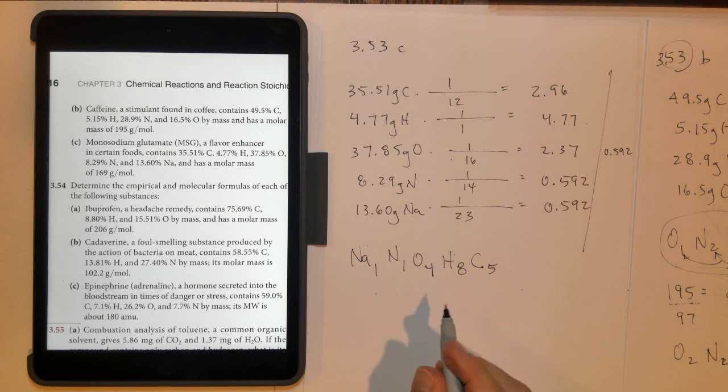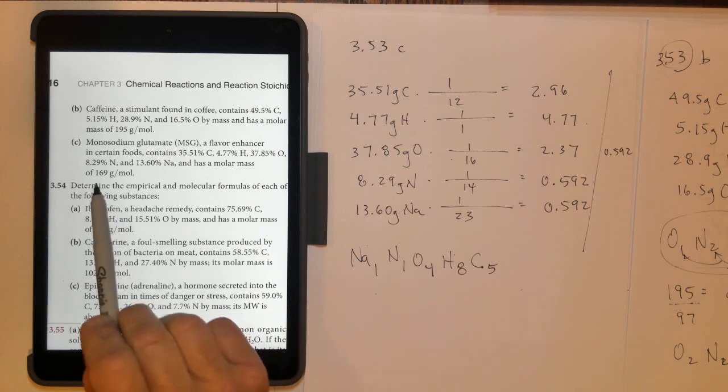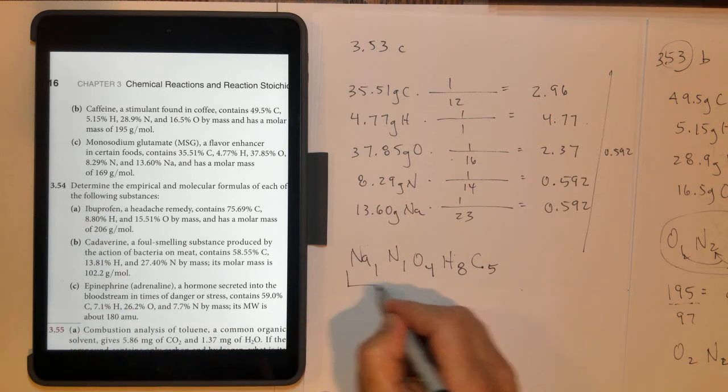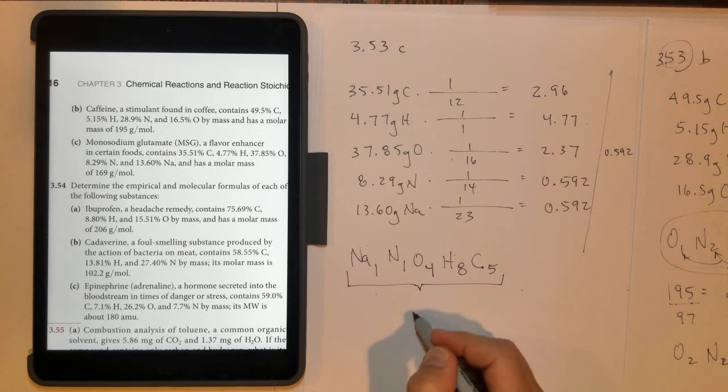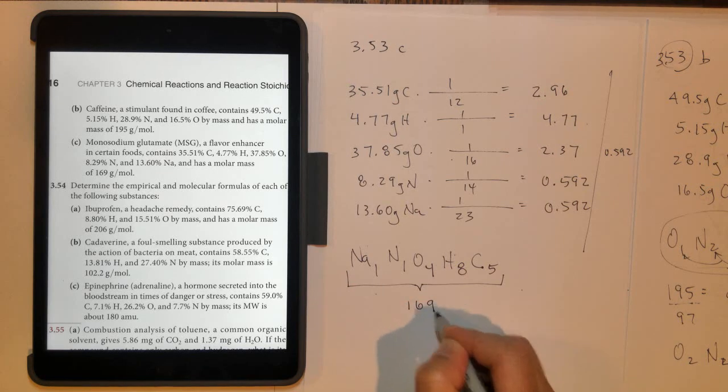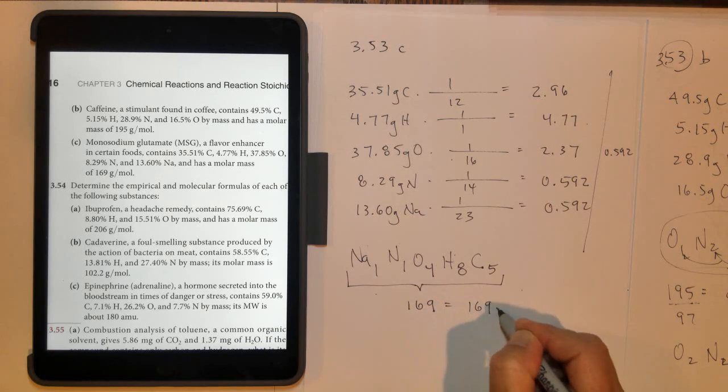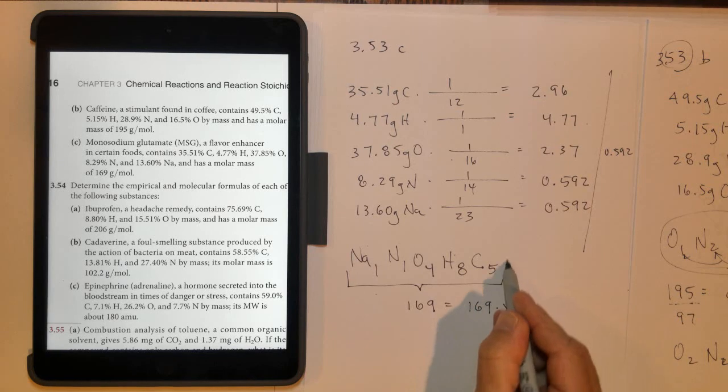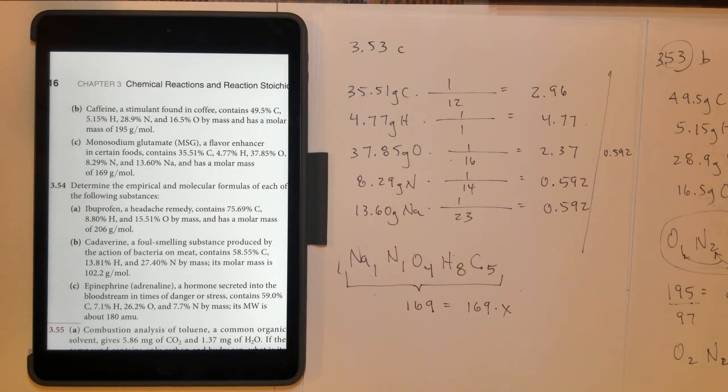Okay, now we have to check if this matches the 169. So you add this guy up on the periodic table. When you add that up, the formula weight is 169, and that equals the 169 times x. That means that this empirical formula is also the molecular formula.